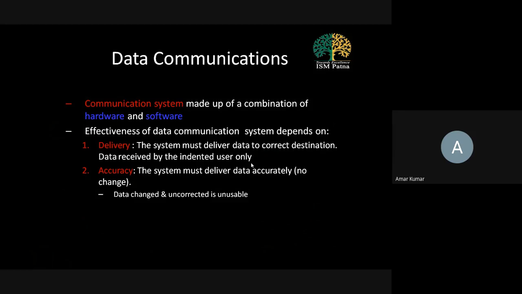Now the second thing is accuracy. The system must deliver data accurately, means no change. My name is Amar Kumar. I speak over phone to an interviewer. My name is Amar Kumar and I am from Patna. So this data should not be changed. Accurately, it should be delivered to the destination.